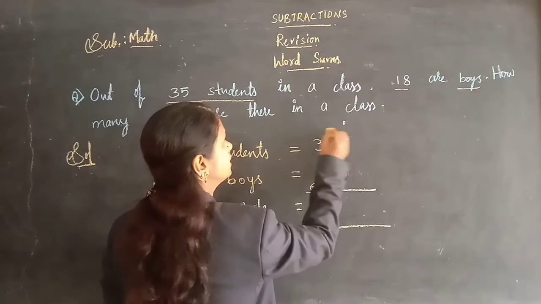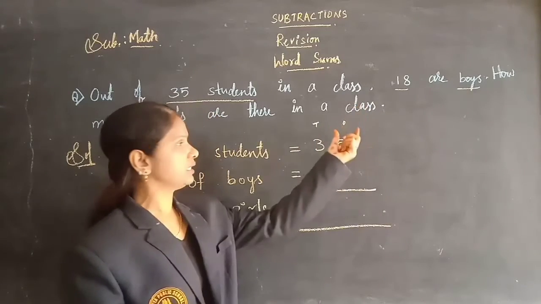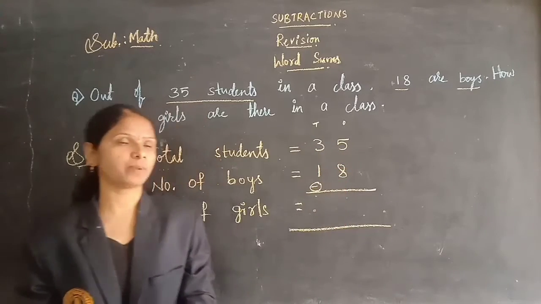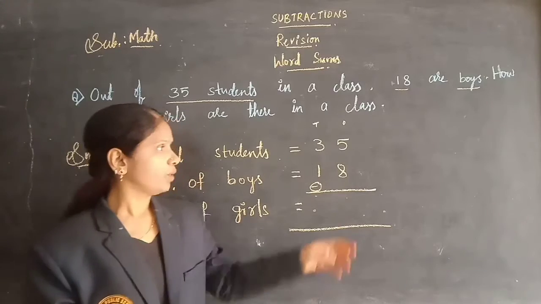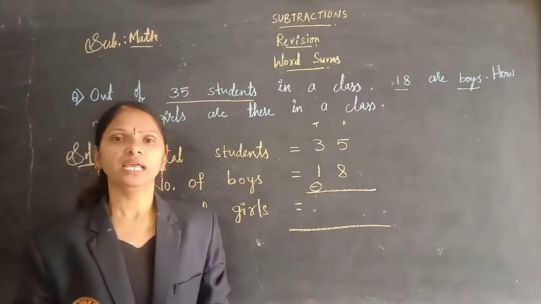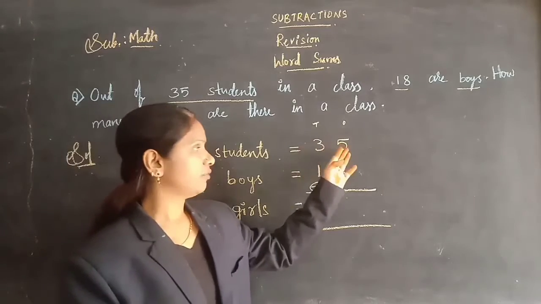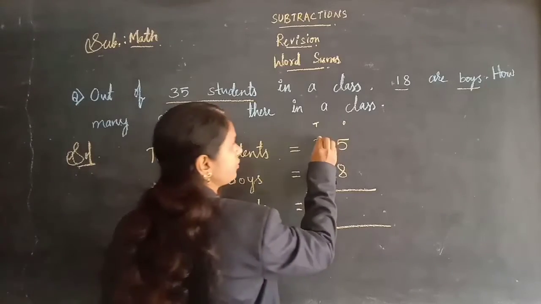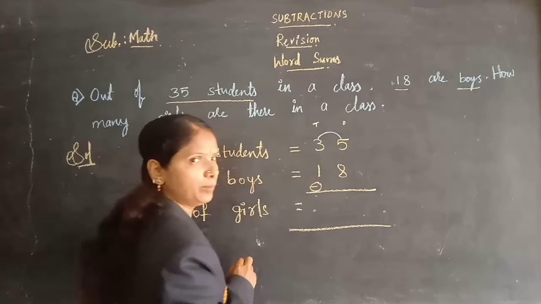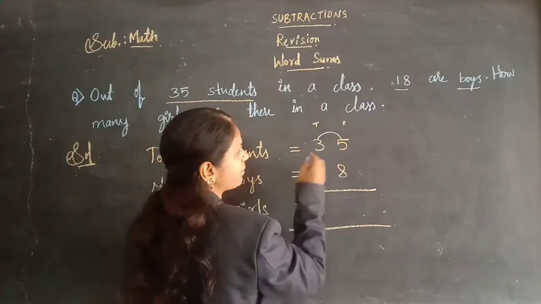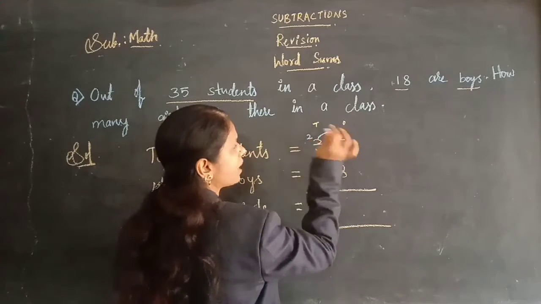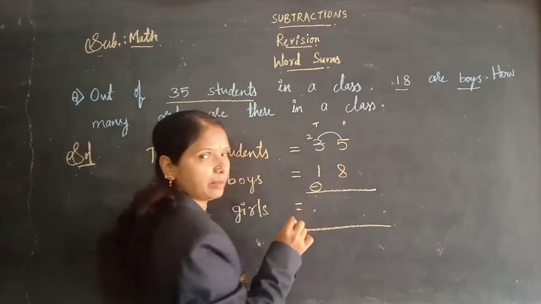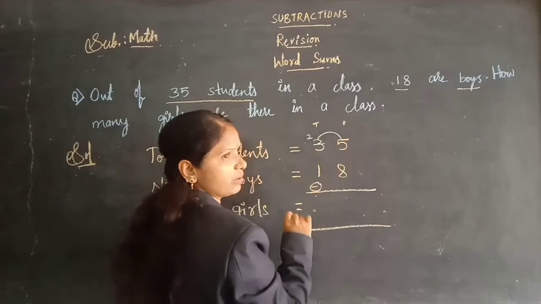Now here ones, tens. First subtract the ones column. 5 minus 8. Is it possible to subtract 5 minus 8? No. Why? Because 5 is smaller than 8. It is impossible to subtract. Then 5 can take a borrow from the before place, nothing but from 3. From tens I am giving the borrow, so 3 will become 2. And from tens to ones, I am giving a borrow of 10.